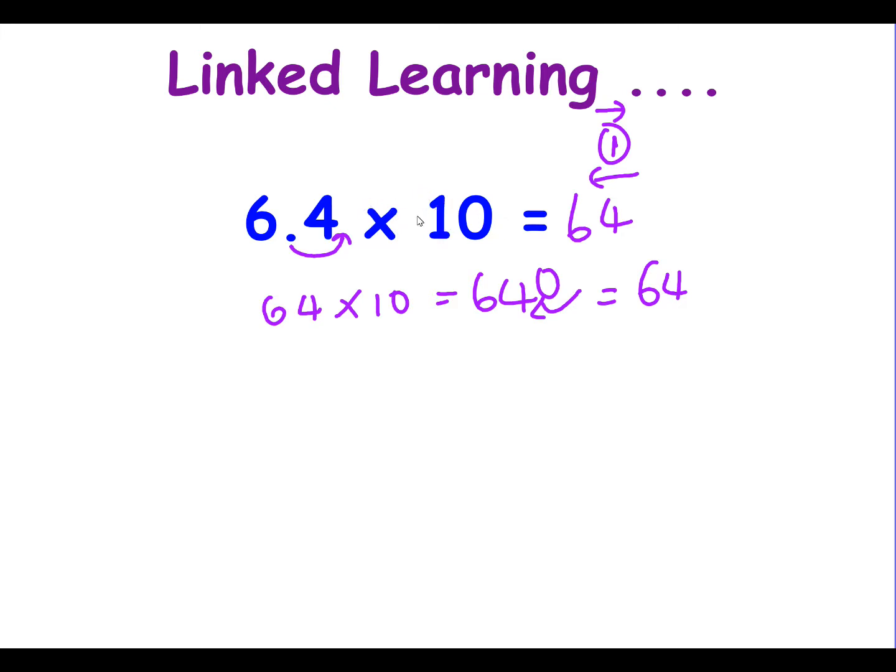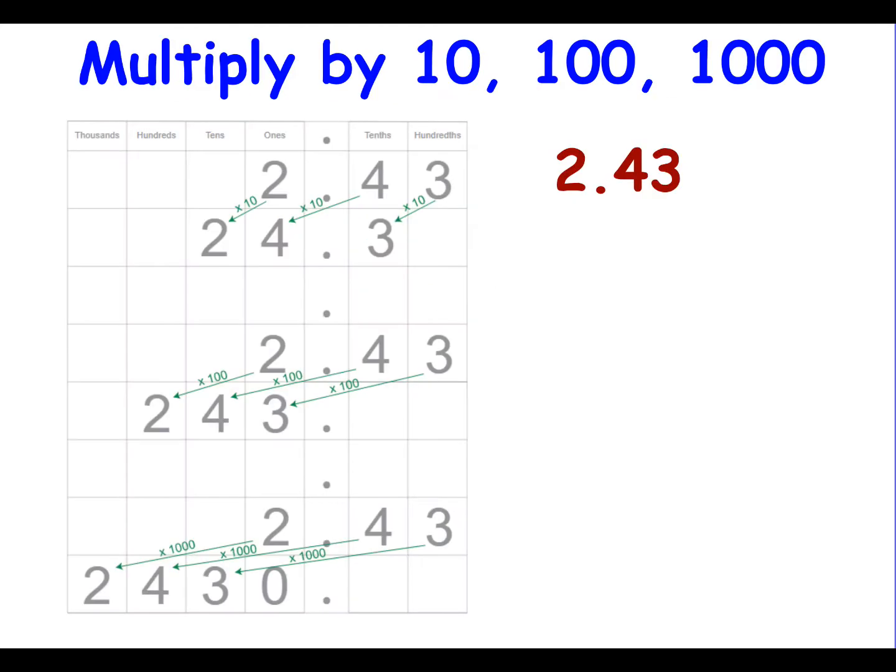As you can see, there's actually an easier way of multiplying something by 10, and that is the fact that when you move the decimal place one place, you're moving it by a factor of 10. So when you're multiplying by 10, it's effectively the same as moving the decimal place one place to the right.